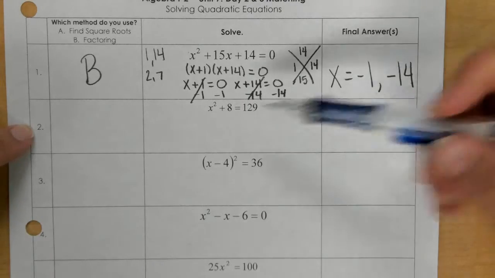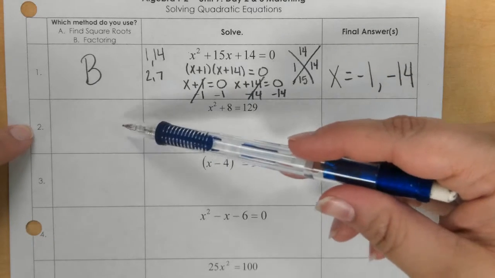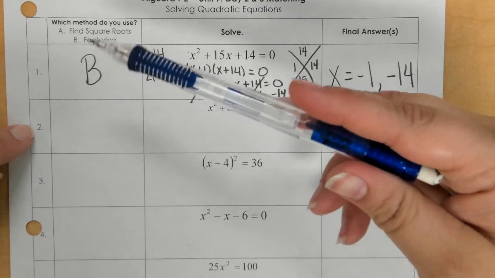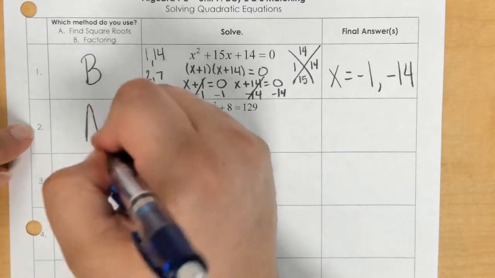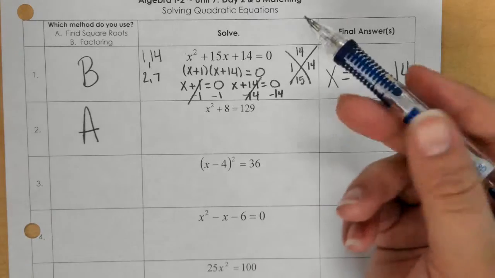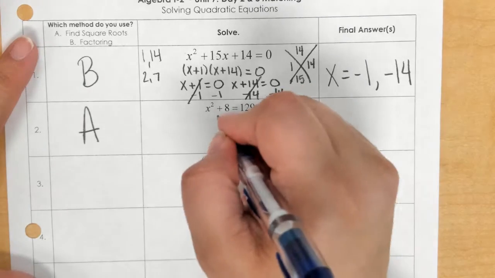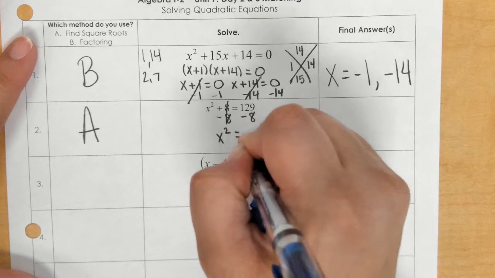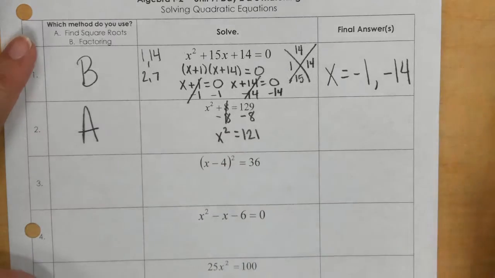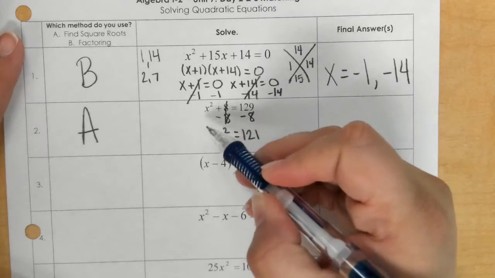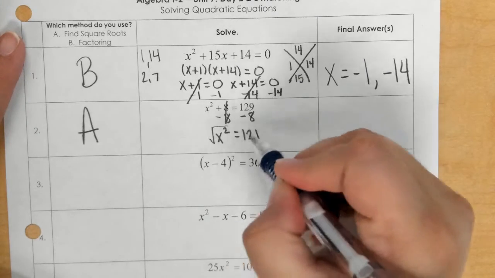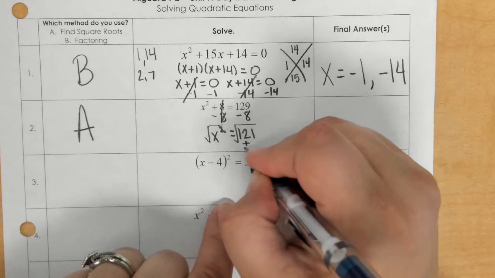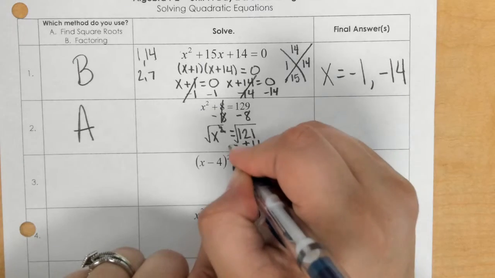Alright, in number 2, how are we going to solve? I see that there's no x term here in the middle. So that's going to be A, finding square roots. I solve this like I would a 1 or 2 step equation. I would subtract or add first. I'm going to subtract my 8, and that gives me 121. Then I need to square root both sides. So the square root of 121 is plus or minus 11.